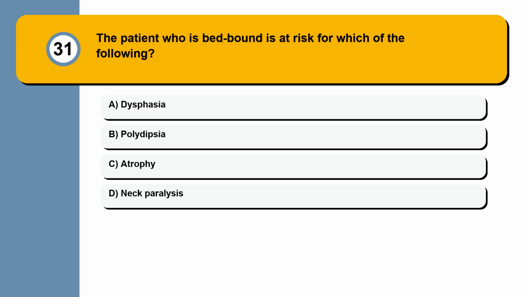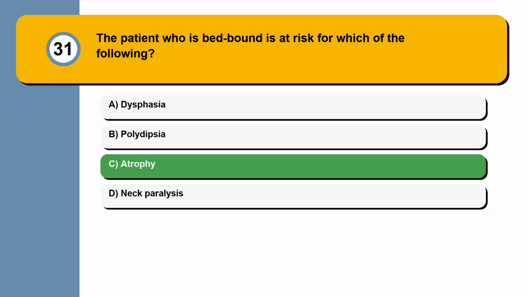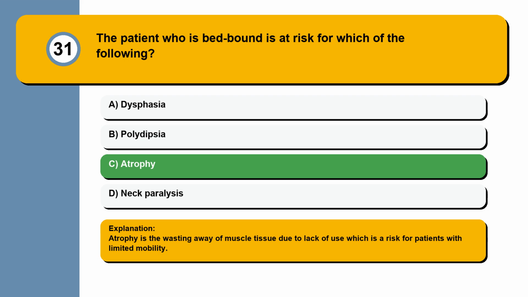Question 31. The patient who is bedbound is at risk for which of the following? Dysphagia, polydipsia, atrophy, neck paralysis. Atrophy is the wasting away of muscle tissue due to lack of use, which is a risk for patients with limited mobility.